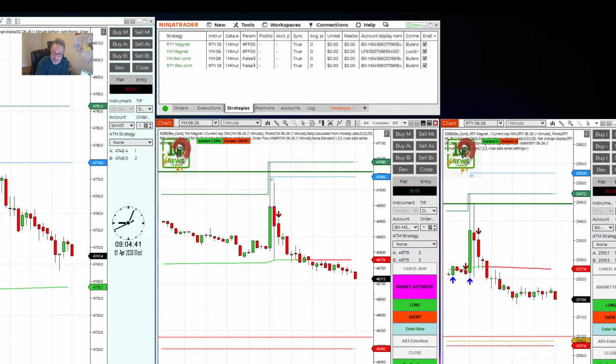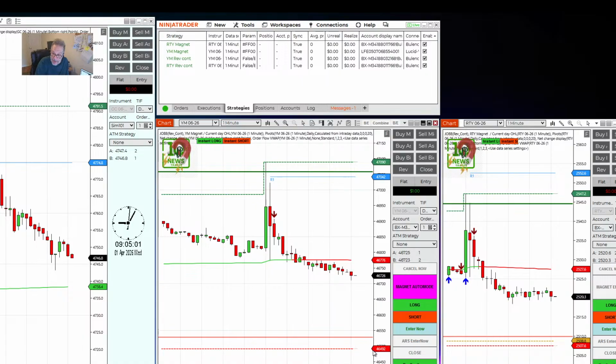YM, I'm putting it on magnet auto. If it goes to lows, I'll let it fill. Even though it's bullish, I'll probably let it fill. Because if it gets there, let's say 46,550, it's not going to be bullish if it gets there.